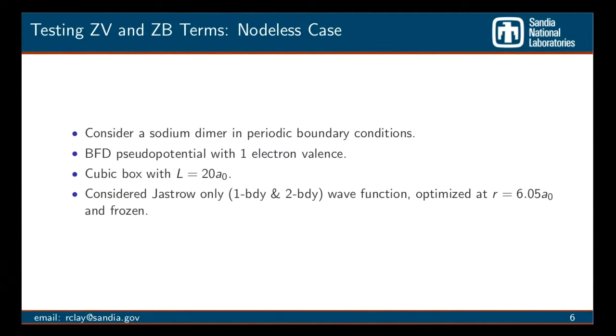What I'm going to do is consider a sodium dimer in periodic boundary conditions. I'm going to use a VFD pseudopotential. It's got 1 electron in the valence, and so it's a singlet wave function. There are no nodes in this system. I just put it in a cubic box, and since this is a bosonic wave function, I actually don't have to use single particle orbitals. So I used a 1 and 2 body Jastrow wave function. I optimized it, basically 6 Bohr, and froze all the parameters.